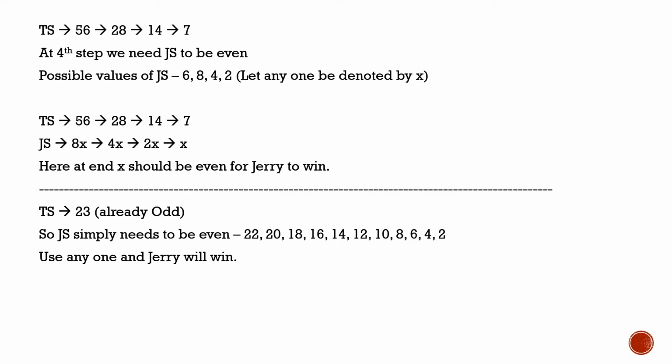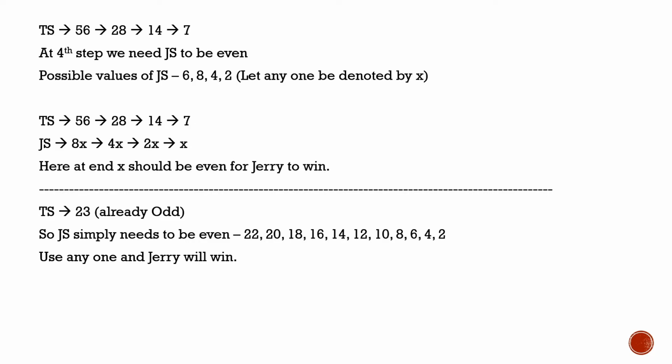A few more examples. TS is 56. So 56 by 2 is 28, by 2 is 14, by 2 is 7. Now it's odd. At the fourth step we need JS to be even. Let any possible value of JS be denoted by X. TS equals 56 to 28 to 14 to 7. And JS equals 8X to 4X to 2X to X. Here, at the end X should be even for Jerry to win, for which we have 3 possibilities.